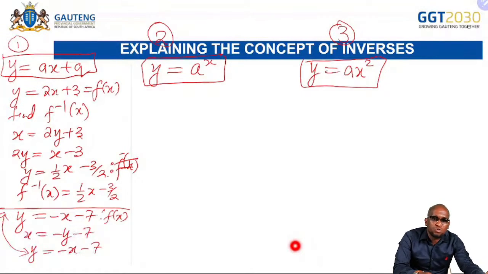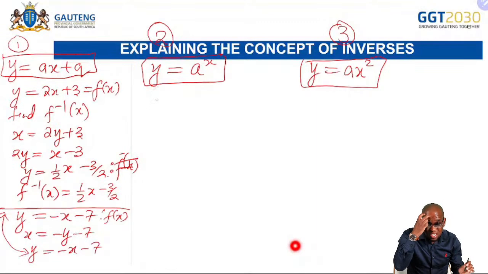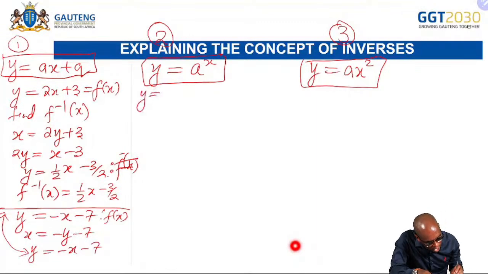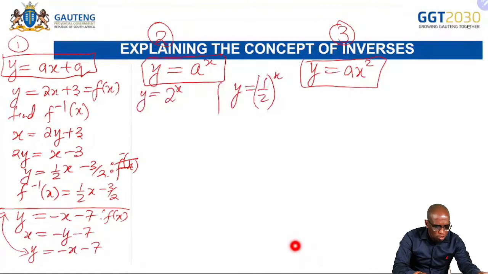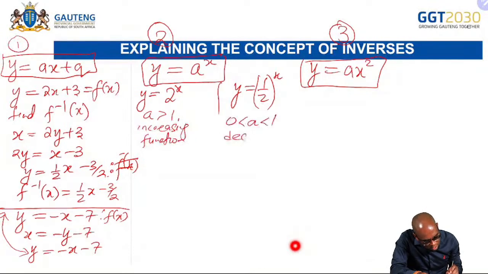I'm moving on now to exponential functions. I'm going to use an example: y is equal to 2 to the x, and also y is equal to half to the x. Remember, we've spoken about this: if a is greater than 1, then we're going to have an increasing function. But here you can see that a is trapped between 0 and 1, which means that we're going to have a decreasing function.